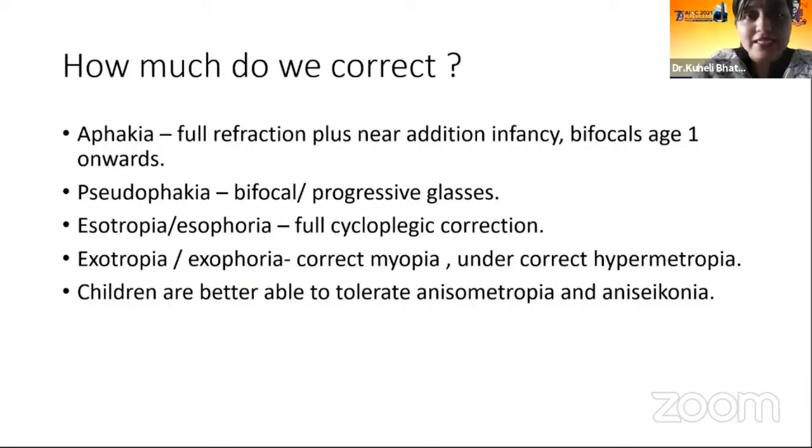So how much do we correct? This is a very basic chart. Take-home messages: if you're giving to an aphakic child, full refraction especially, plus near addition at infancy, and bifocals after the age of 1. Pseudophakics could be bifocals and progressive. I prefer progressive. In esotropes or esophoria, full cycloplegic correction. In exotropia, correct the myopia and undercorrect hypermetropia. And children are better able to tolerate anisometropia and aniseikonia at this age.